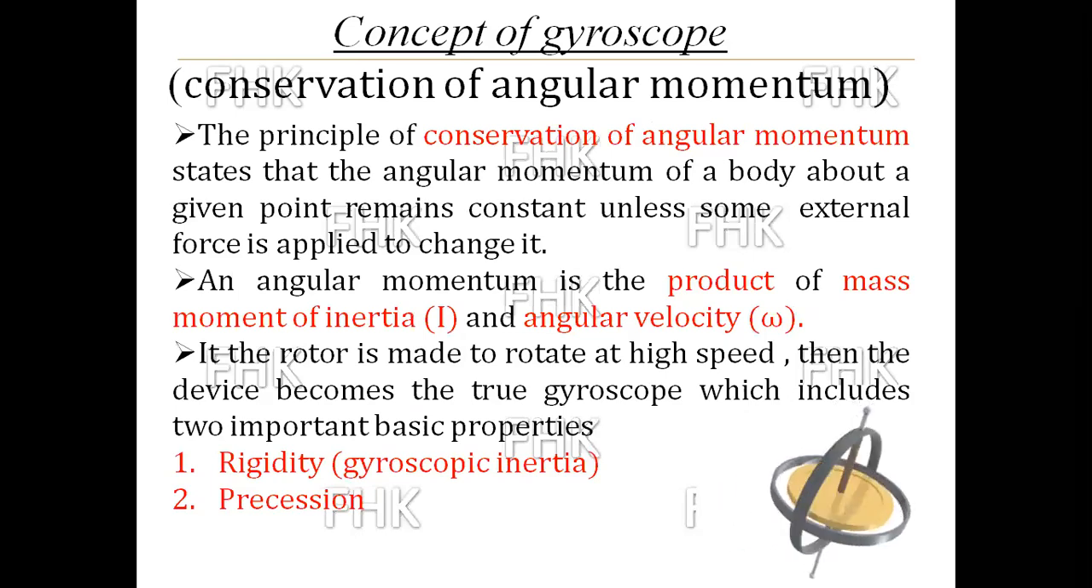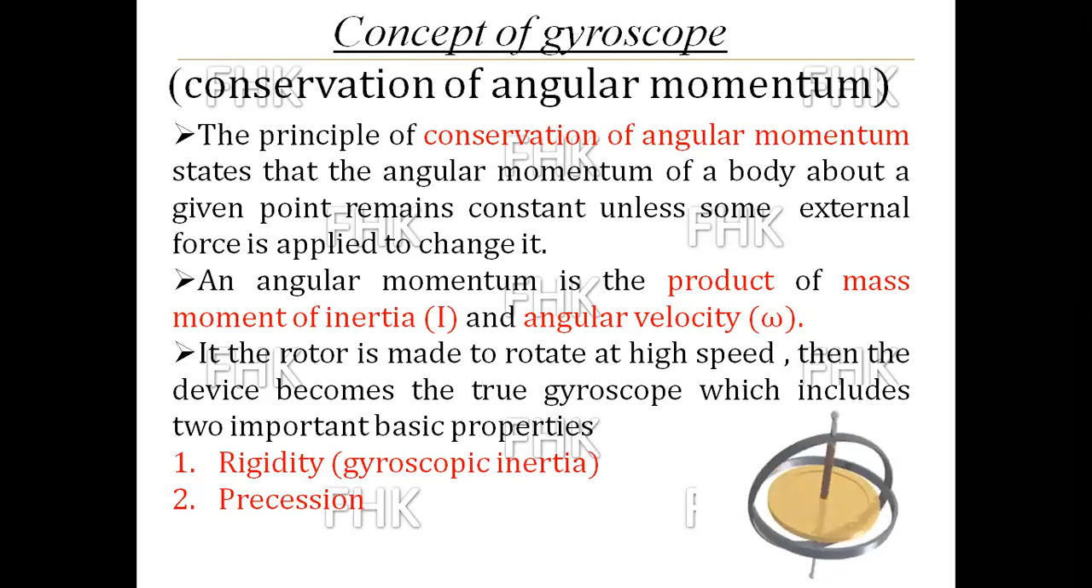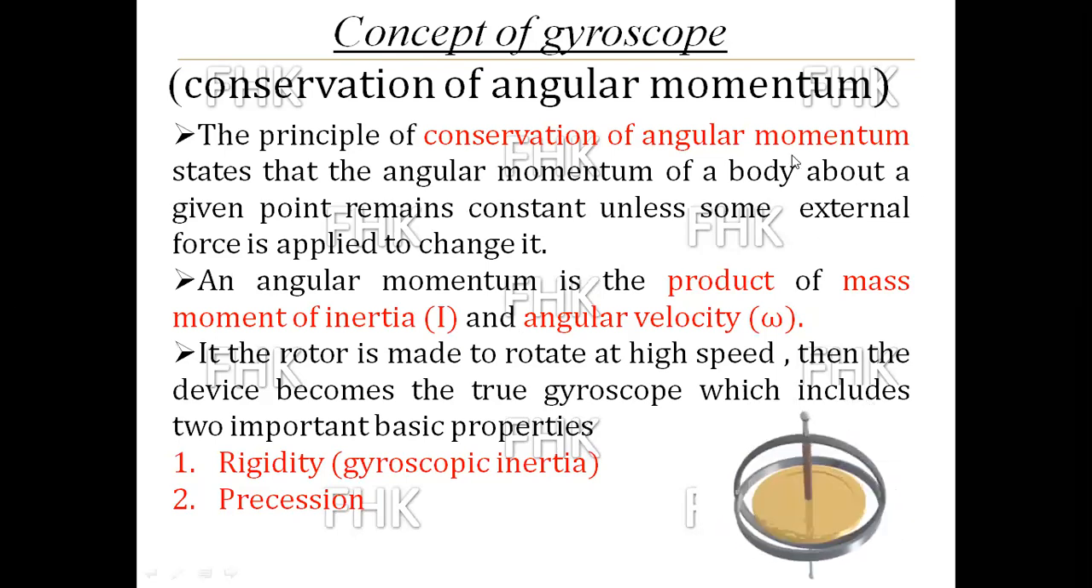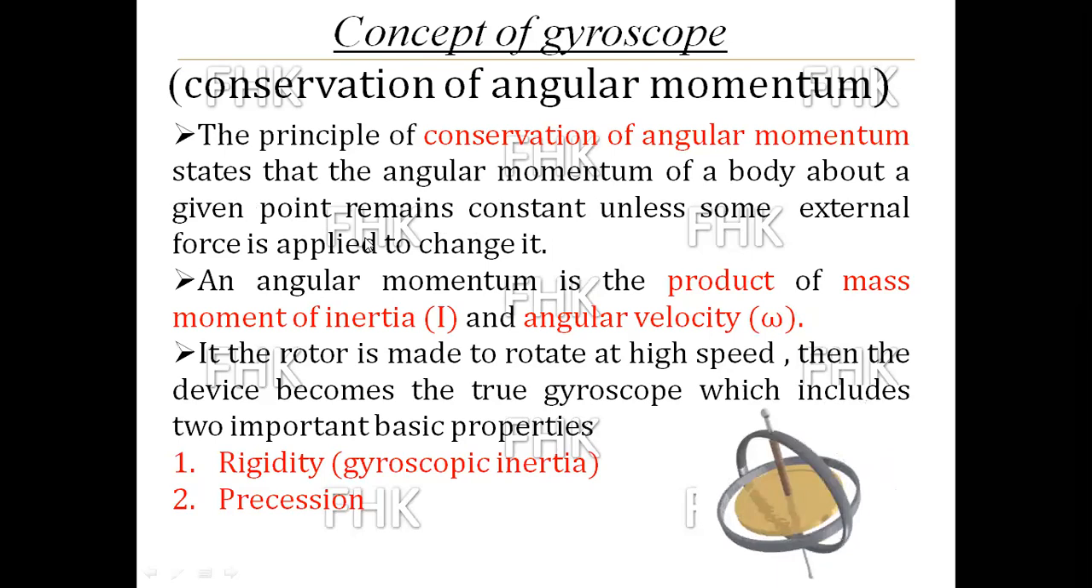Now the gyroscope works on the concept of conservation of angular momentum. What is the conservation of angular momentum? The principle of conservation of angular momentum states that the angular momentum of a body about a given point remains constant unless some external force is applied to change it.